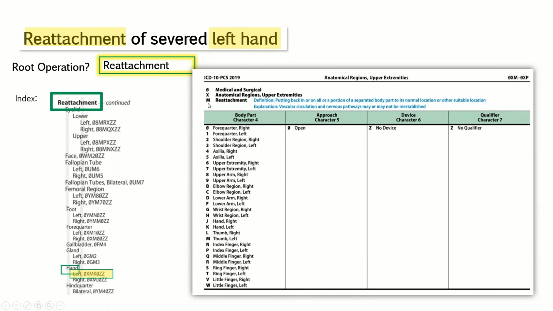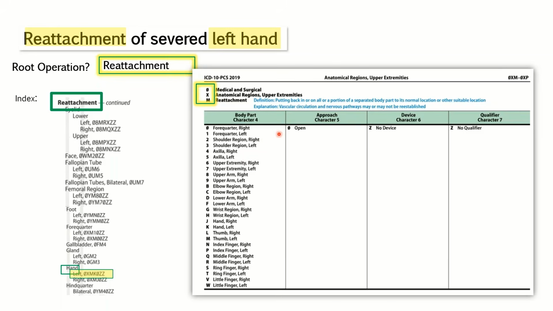You've got 0XM, medical surgical section, anatomical regions, upper extremities. See how you use the anatomical regions, coder? All right. M for reattachment. So let's go ahead and read this objective. The definition of reattachment is putting back in or on all or a portion of a separated body part to its normal location or other suitable location. That sounds about right to me.